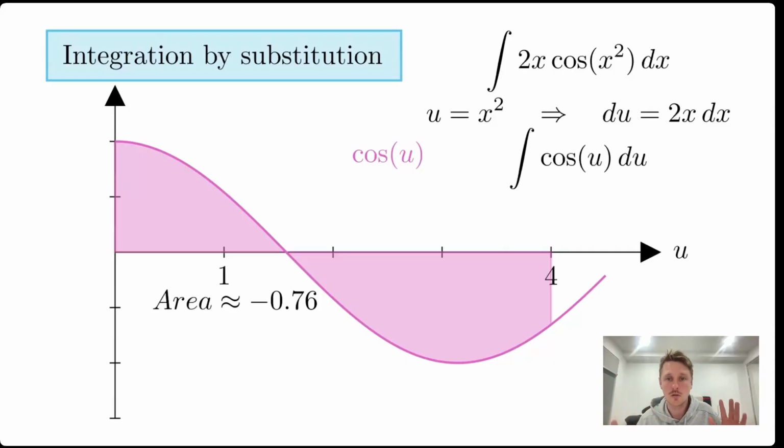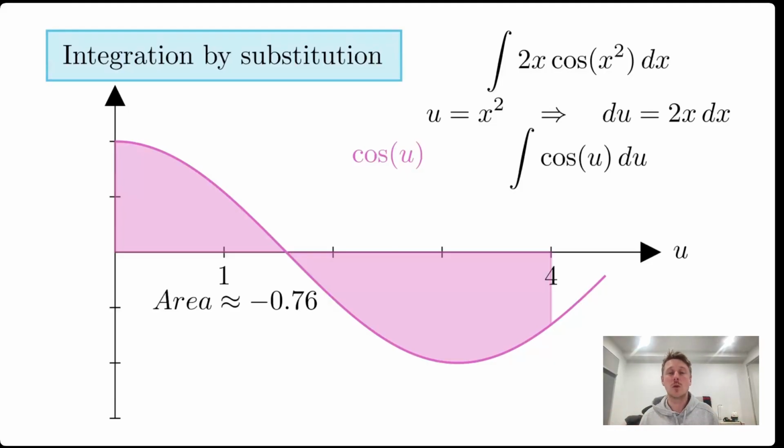And so the integral between the same points stays the same. So you get the area is approximately negative 0.76 as well. And that's obviously a much easier and friendlier integral to work with. So we work out the area from 0 to 4 of cos of u, rather than working out the integral from 0 to 2 of that more complex initial function.